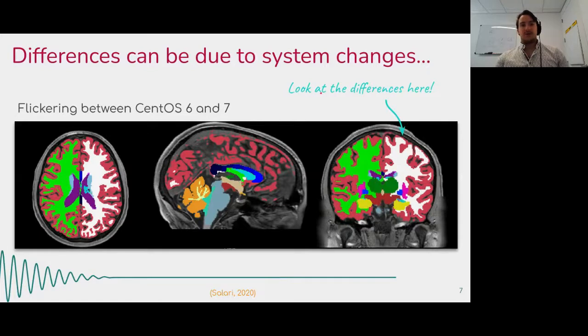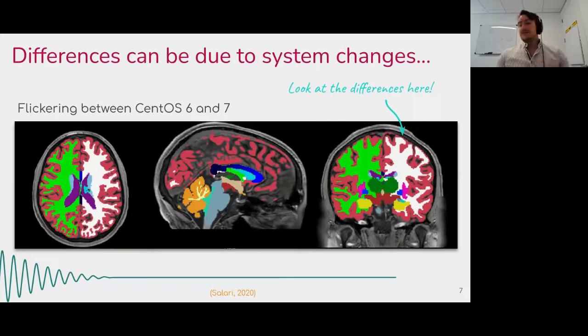Now, I can hear the questions already. Well, were they using the same tool? Were they on the same data? Were they on the same system? Yes to all of these. They were using the exact same configuration, exact same parameters, everything. The only difference was instead of using it inside of a Docker, I think it was Singularity actually, a Singularity container that was based on CentOS 6, it was one based on CentOS 7.